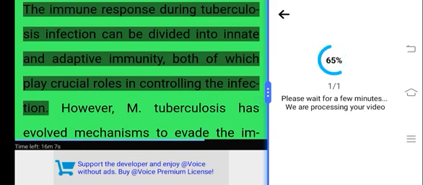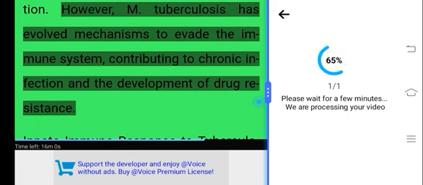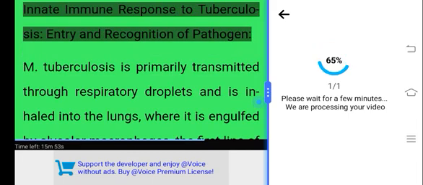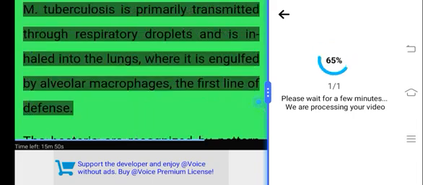The immune response during tuberculosis infection can be divided into innate and adaptive immunity, both of which play crucial roles in controlling the infection. However, M. tuberculosis has evolved mechanisms to evade the immune system, contributing to chronic infection and the development of drug resistance. Innate immune response to tuberculosis, entry and recognition of pathogen. M. tuberculosis is primarily transmitted through respiratory droplets and is inhaled into the lungs, where it is engulfed by alveolar macrophages, the first line of defense.